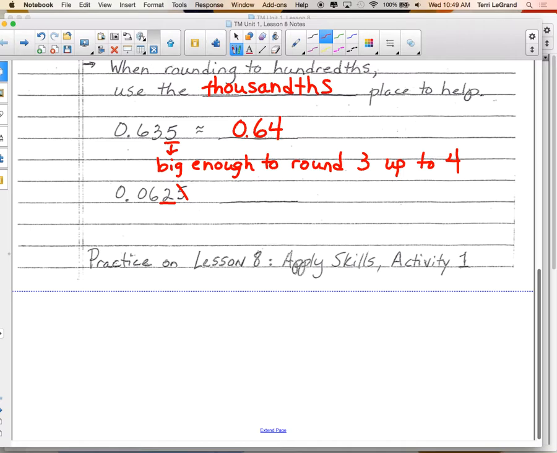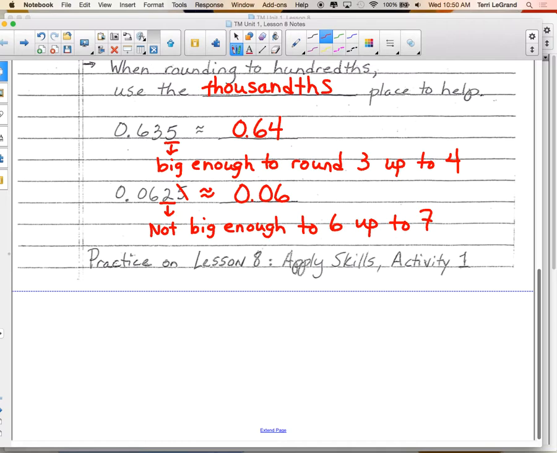And then we decide, is the 2 big enough to make the 6 in the hundredths place a 7? Is it? No, it's not. So what sign's going to go right here? Approximately equal to 0 and 6 hundredths. So again, let's make a little note here. Not big enough to round 6 up to 7. It's the thought process we're having.